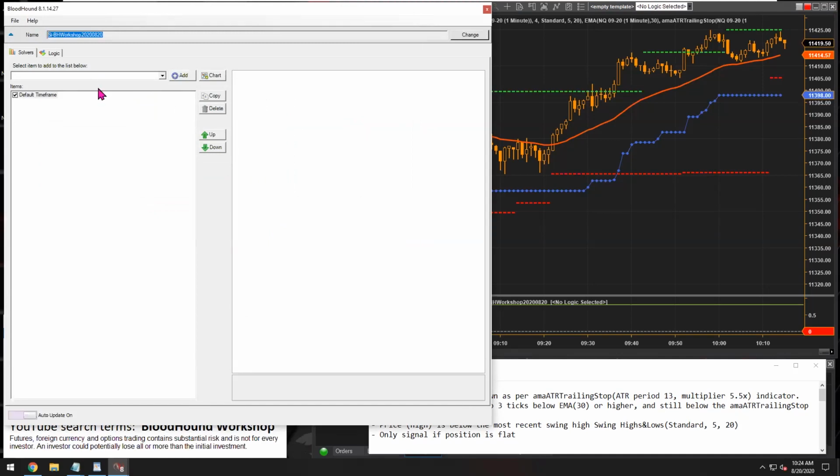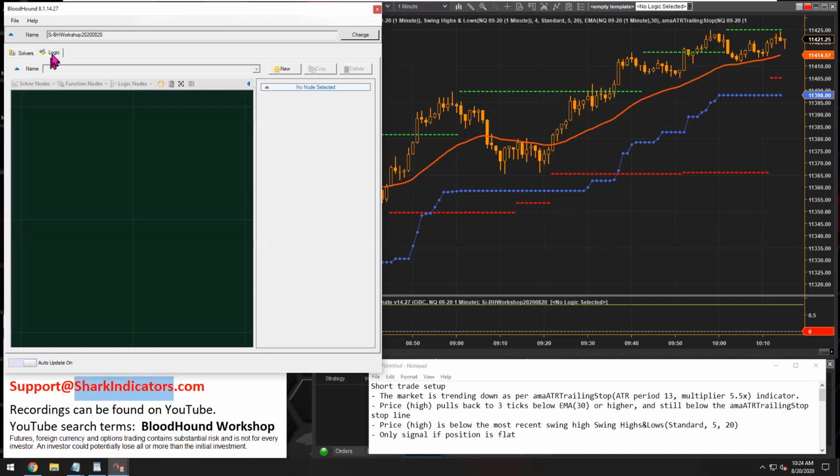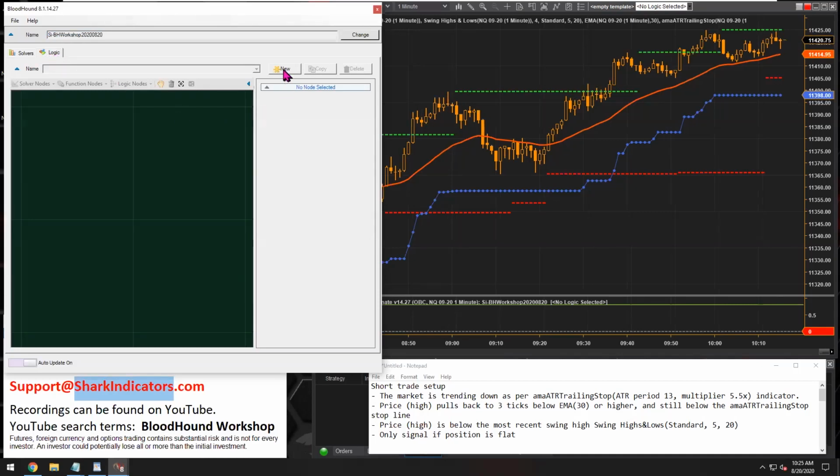Okay, so there's our file name that we're going to save all of our work under. All right, so I'm going to switch over to the logic tab here. All right, and then create a new logic template like so.